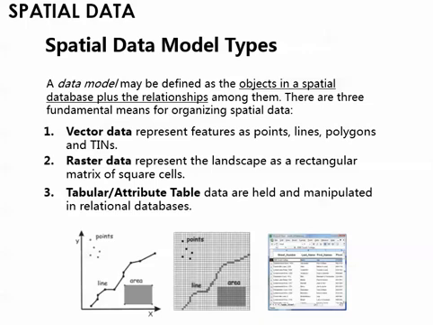Secondly, there is raster data. That's when data is represented as a rectangular matrix of square cells. And finally, there is tabular attribute table data, which is basically like an Excel spreadsheet that is attached to each feature on a map.